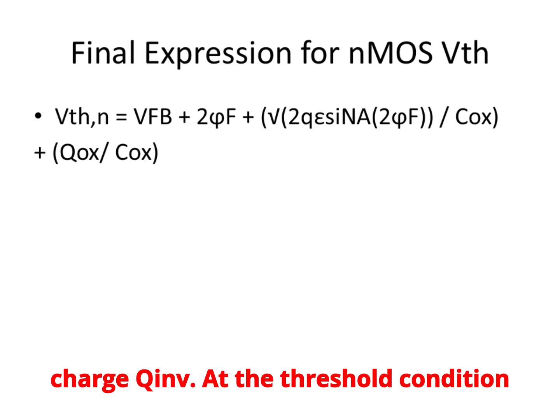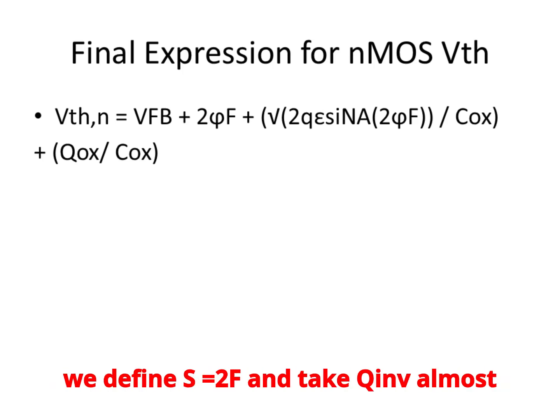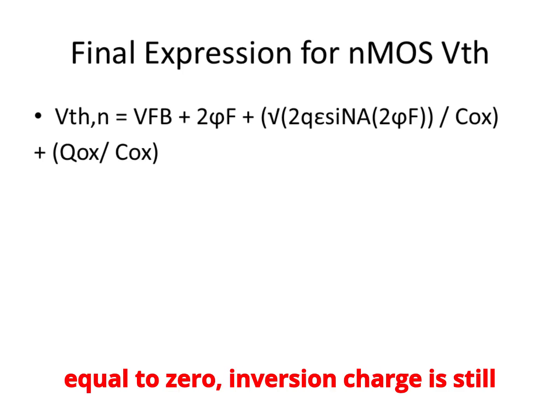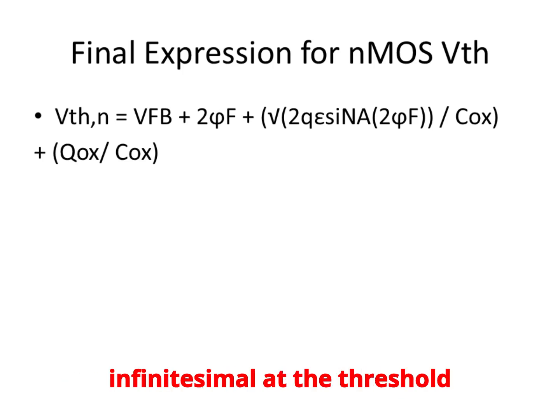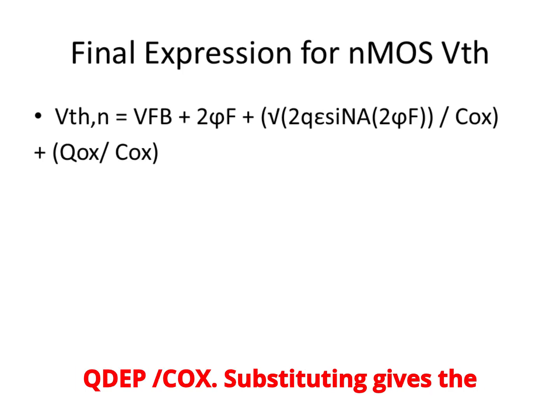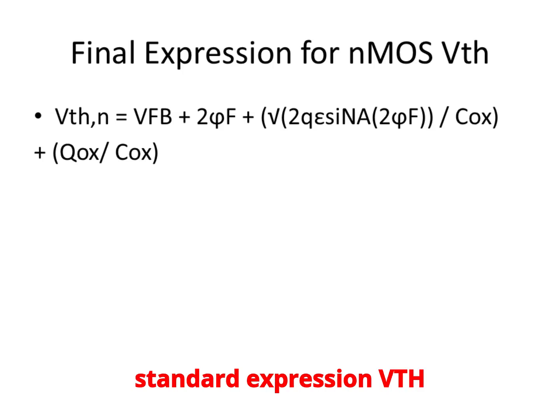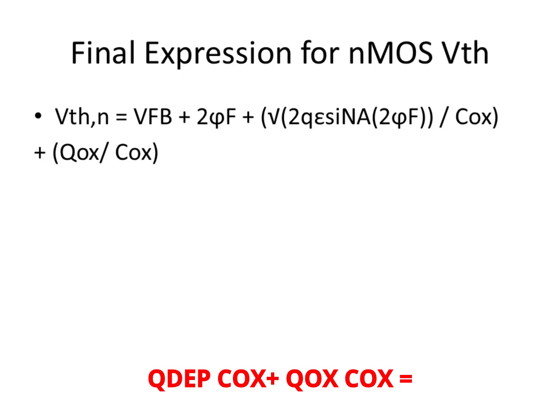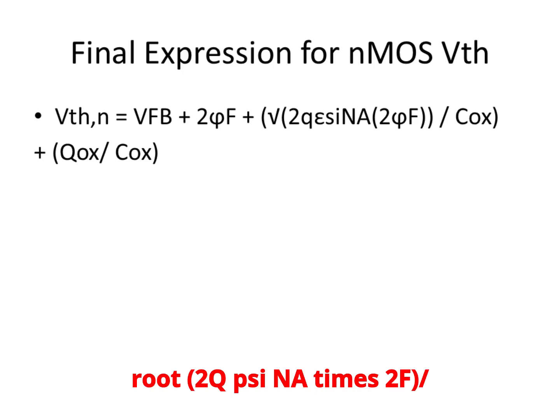At the threshold condition we define ψS equals 2φF and take QINV almost equal to 0, since inversion charge is still infinitesimal at the threshold definition. Thus VOX is almost equal to QDEP/COX. Substituting gives the standard expression: Vth equals VFB plus 2φF plus QDEP/COX plus QOX/COX, equals VFB plus 2φF plus square root of 2qεsi Na times 2φF, over COX, plus QOX/COX.